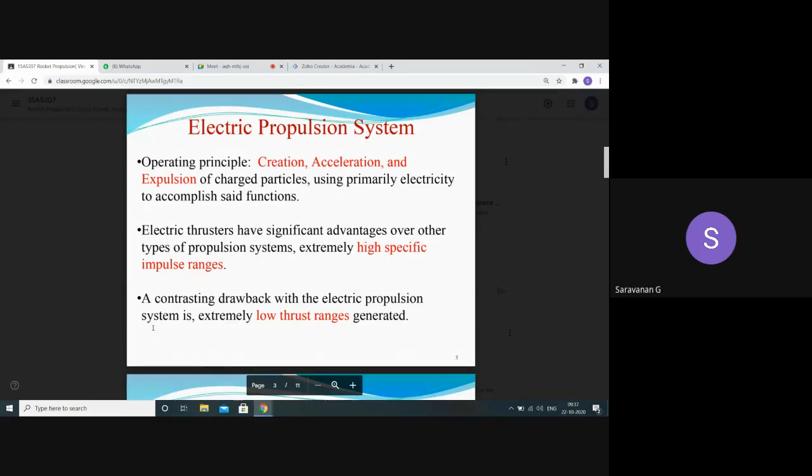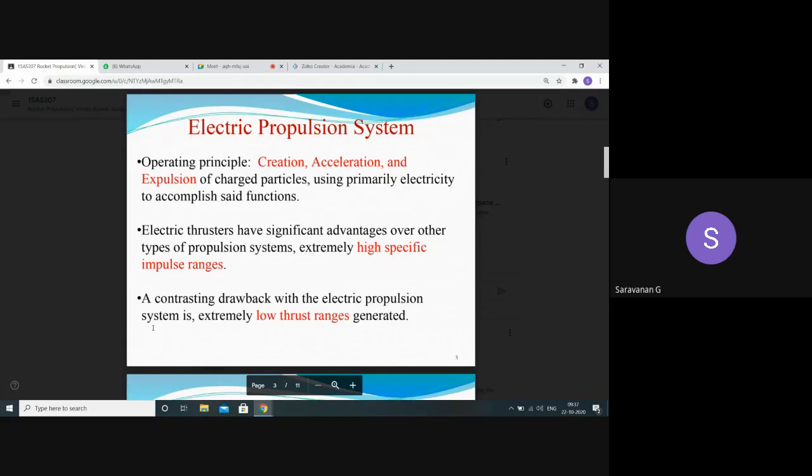Here we are discussing more on thrust only, not on specific impulse. Electric thrusters have significant advantages over other types, with extremely high specific impulse ranges. But the drawback of the system is that we can only have low thrust ranges.